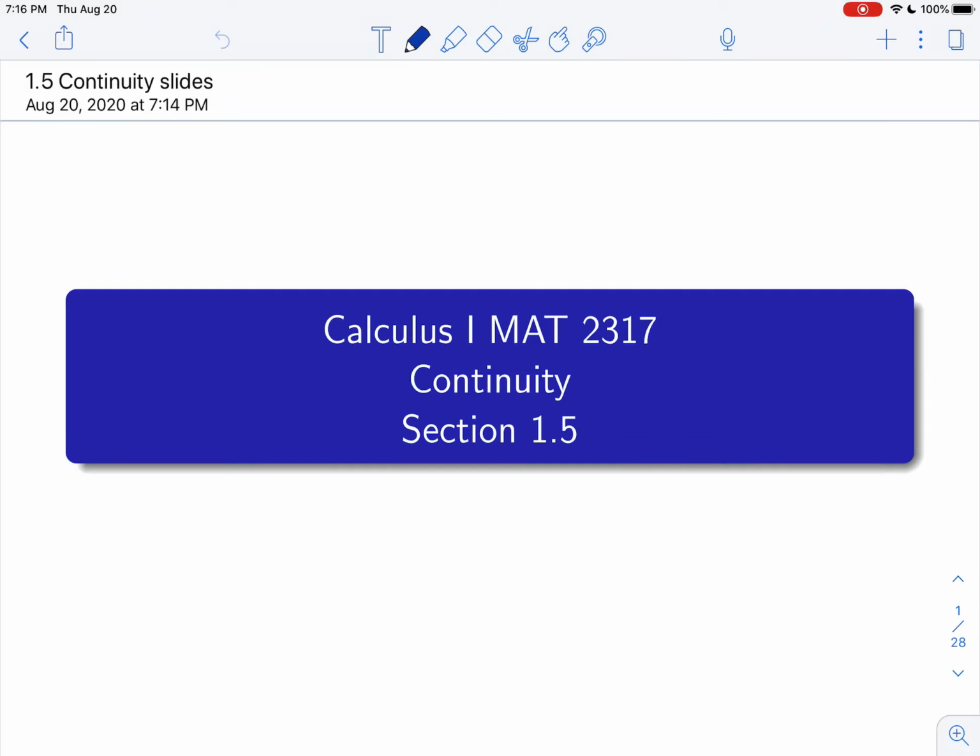Hi folks, welcome to section 1.5. We're going to talk in this section about continuity, or the idea of a continuous function.